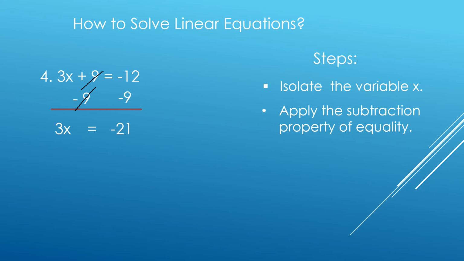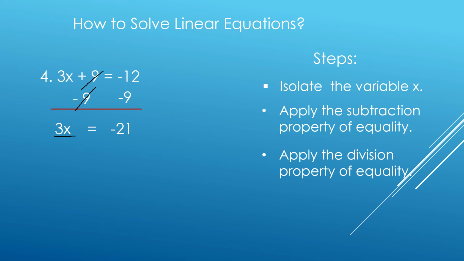Okay, so now look at this. We have now 3x. In order to get rid of this numerical coefficient 3, we need to apply the division property of equality. Divide both sides by 3. This is equal to 1, or we can cancel that. Therefore, we can solve for x. x is equal to negative 7. Negative 21 divided by 3 is negative 7.